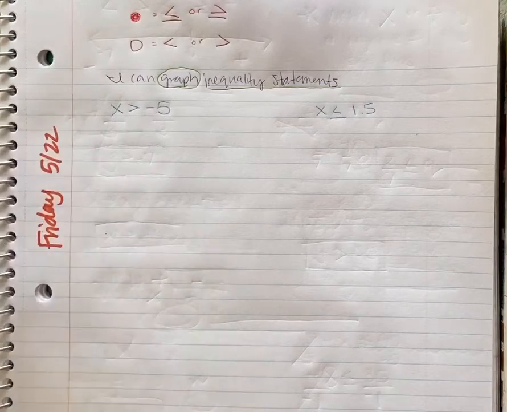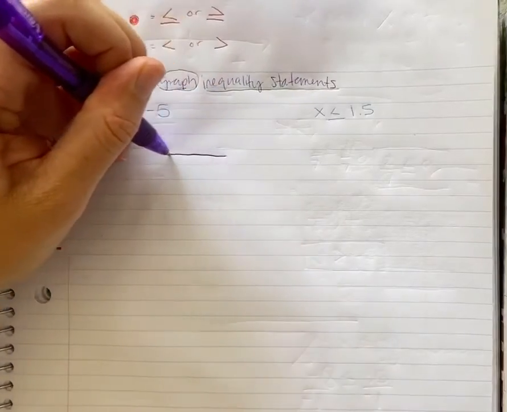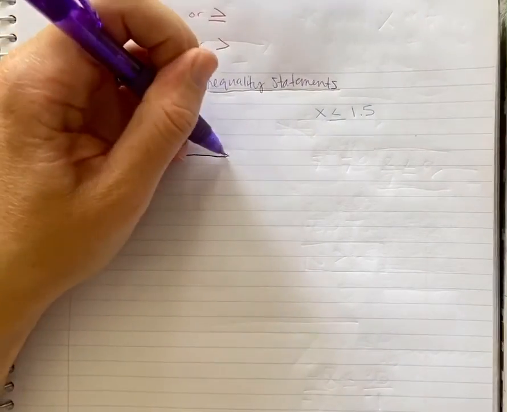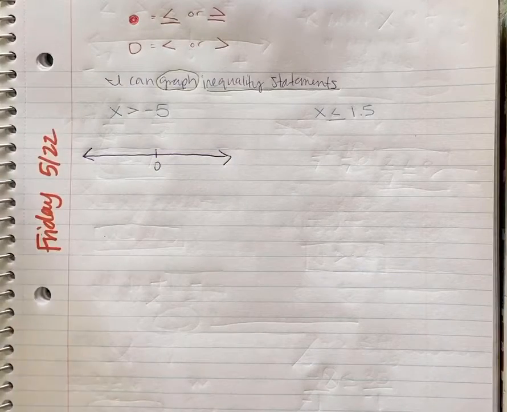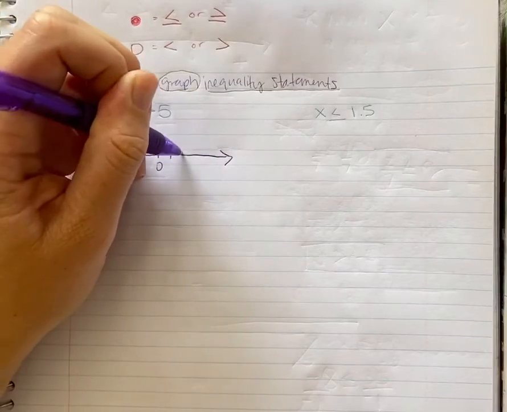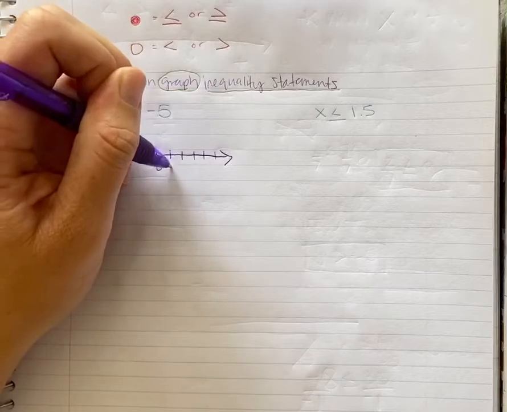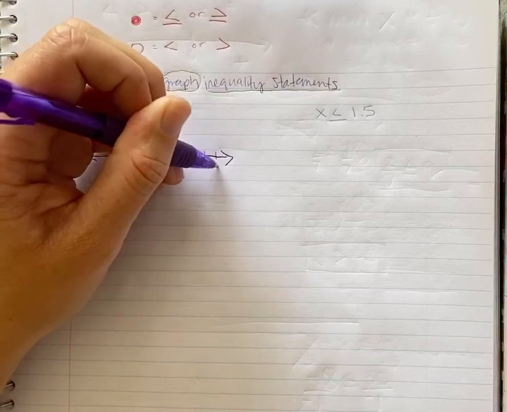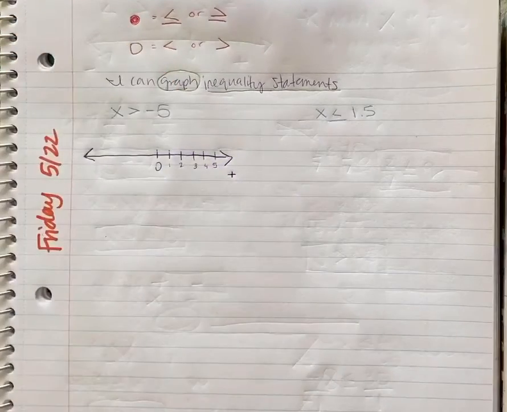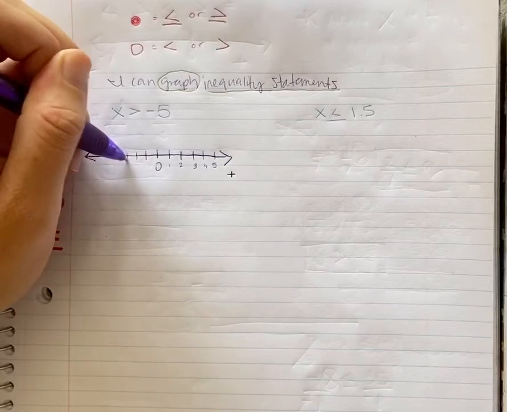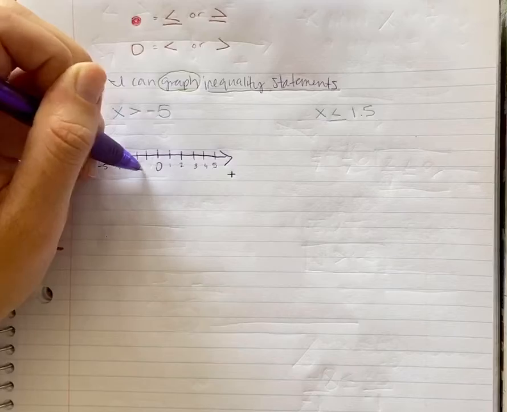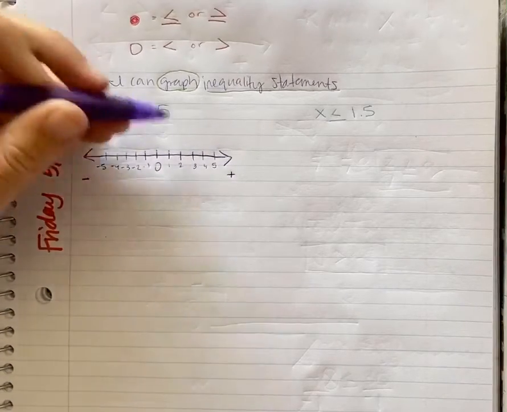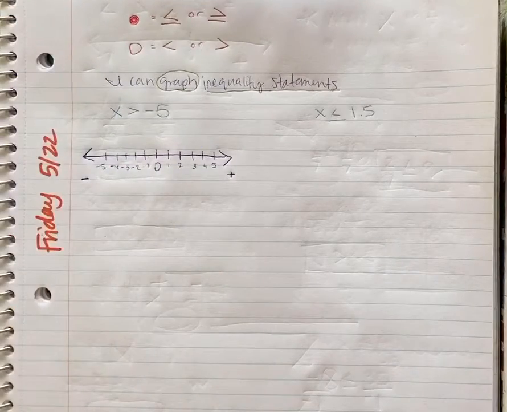So it's asking us to graph these statements. When it's asking us to graph them, they want us to draw a number line. I usually like to put 0 in the middle, but 0 doesn't have to be in the middle. This would represent my positive numbers, 1, 2, 3, 4, 5. These are all positive. 1, 2, 3, 4, 5 on the other side would all be negative. To the left of 0 is negative, to the right of 0 is positive.